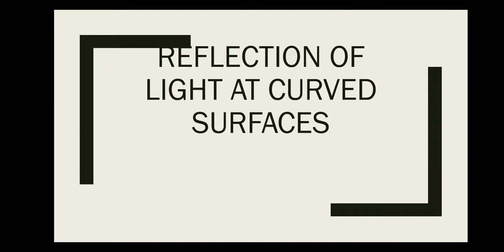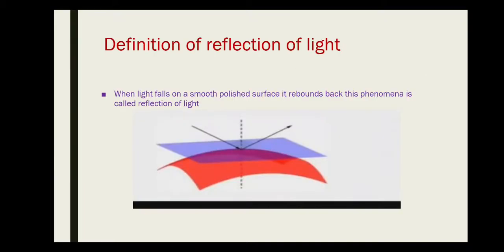See, the first point of this chapter, reflection. A light ray falls on a smooth polished surface and it rebounds back. This phenomenon is called reflection. Any light that falls on a smooth polished surface necessarily rebounds back. That is called reflection.